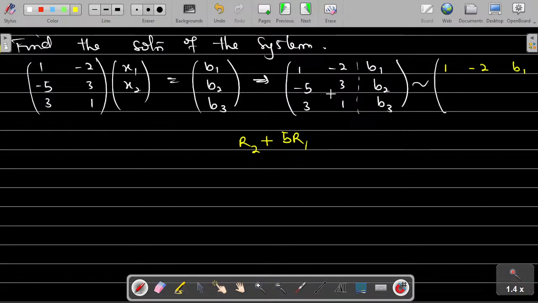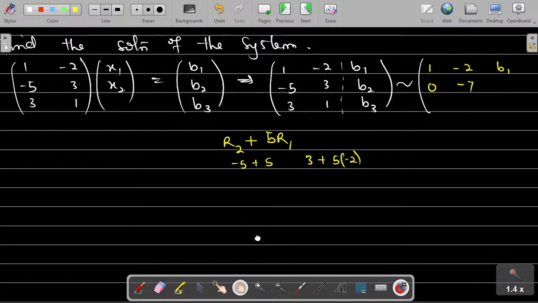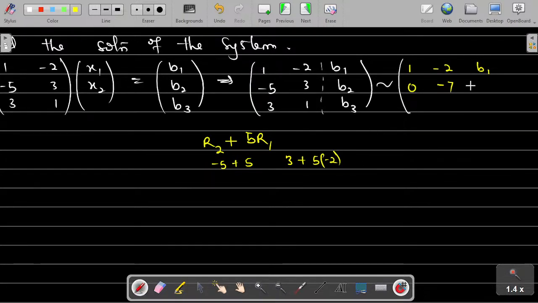All right, so if we perform this operation here, this is going to be minus 5 plus 5 times 1, which is 0. So we have obtained 0 here, which is what we want, but we'll do it across the board. So 3 plus 5 times minus 2, that will be 3 minus 10, and that is minus 7. And then for the last column, you are going to have b2 plus 5 times b1.